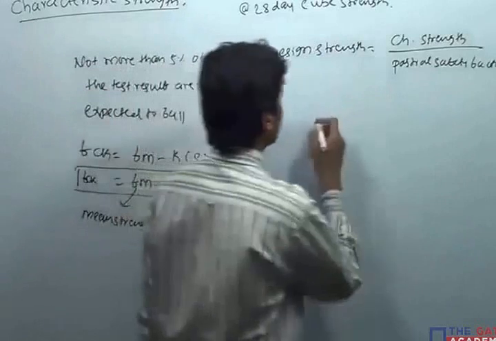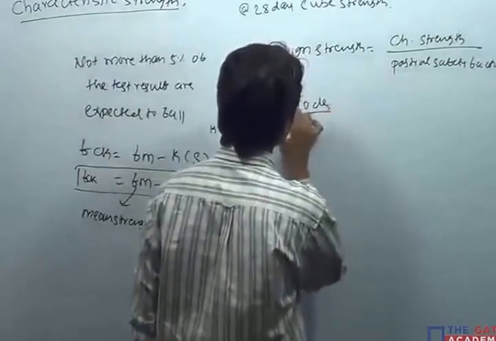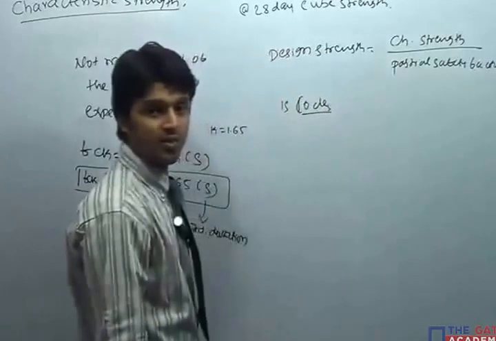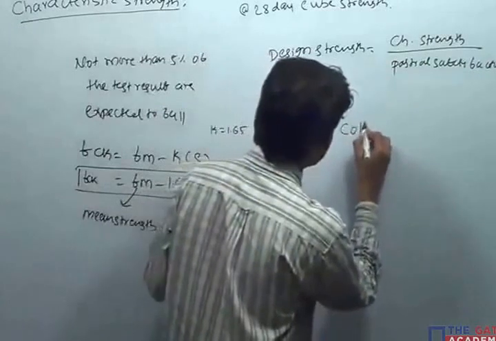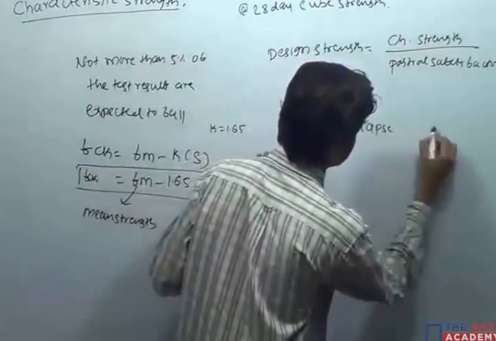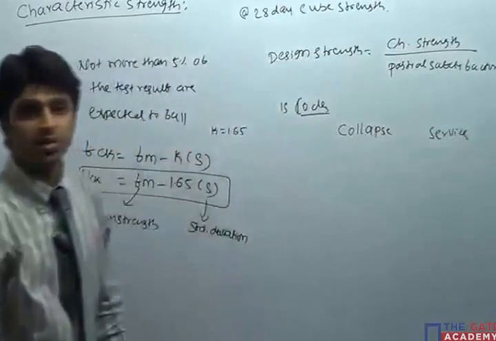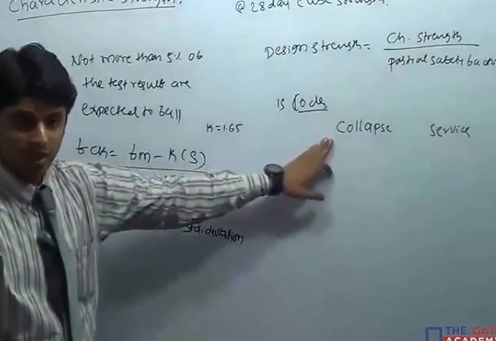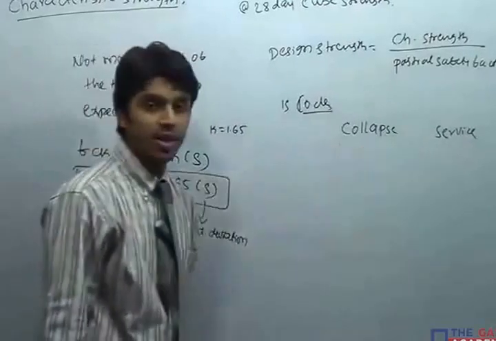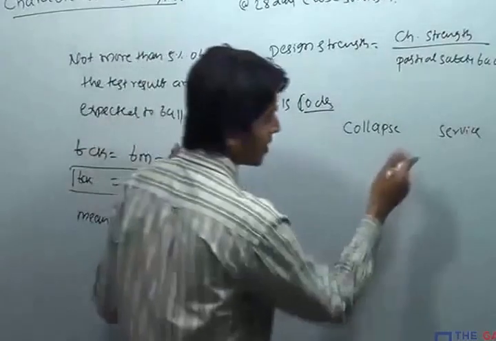So what is the partial safety factor according to the codes? According to the IS code, there are two conditions as I said. One is collapse condition. One more is serviceability condition. Collapse condition means bending moment, shear force, flexure. Serviceability condition means deflection, cracking, vibration, fire resistance, durability.